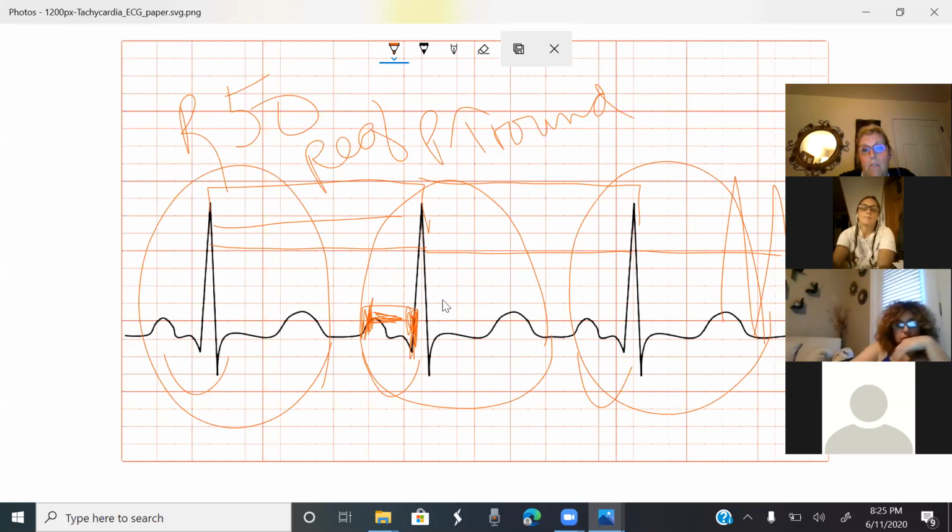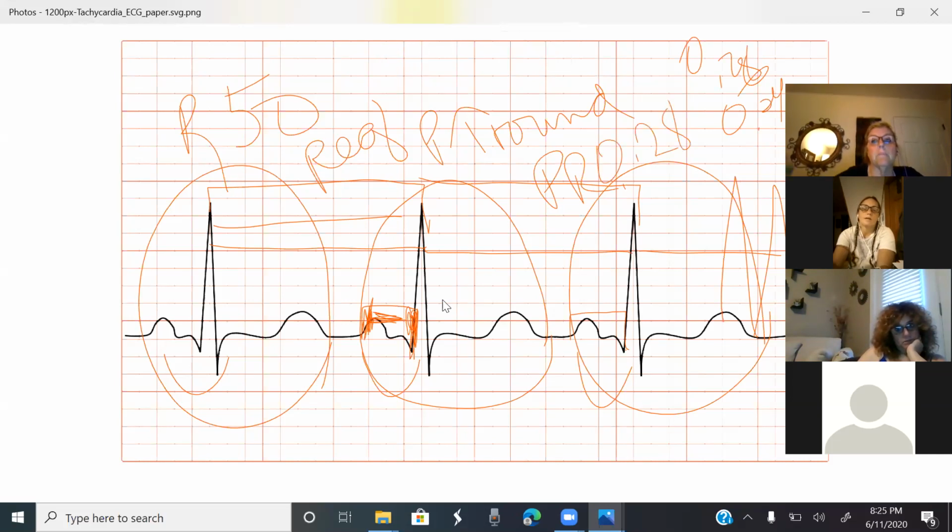Because look, you see how that's maybe a half, but then if you look over here, that's the same. We know, 6, 7, what's our PR interval? Even if it's 6, it is 0.24, right? If it's 7, it would be 0.28, right? So let's call our PR interval 0.28. Okay, let's keep moving. Is that normal? No. So we're going to star that.